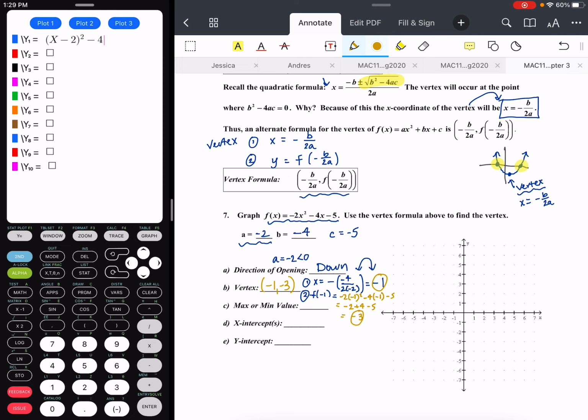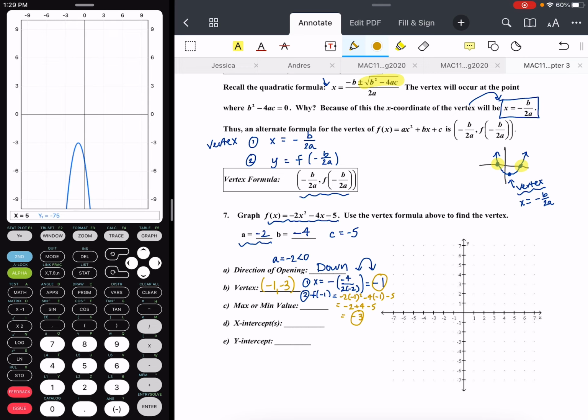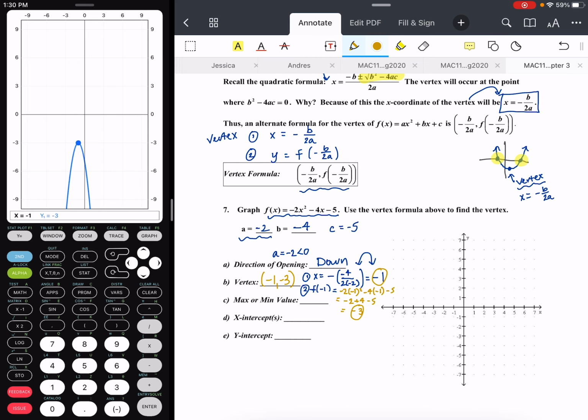And by the way, as I'm doing this, I should have done this earlier, let's go ahead and verify this stuff as it's happening in our graphing calculator. Negative 2x squared minus 4x minus 5. So I see my downward facing parabola, and let's see if my vertex calculation was correct. So trace, negative 1 for x gives me a negative 3 for y. So these two look good.